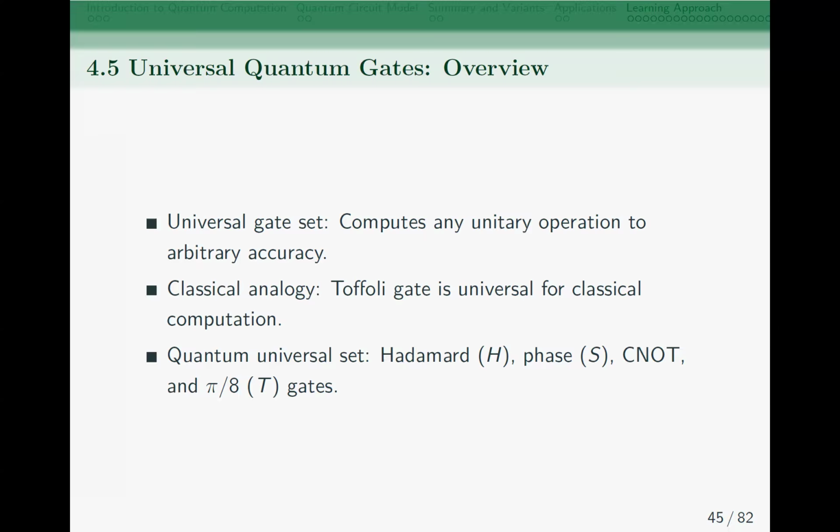So the classical analog basically says that the Toffoli gate is universal for classical computation. This is the final result that I hope you get. What it says is that Hadamard, S, and CNOT, and T are actually completely different. Notice that it's not infinite. You only need 4, actually 3.